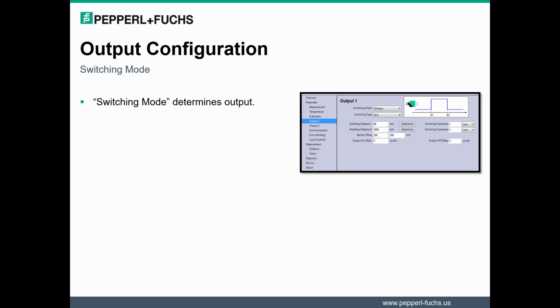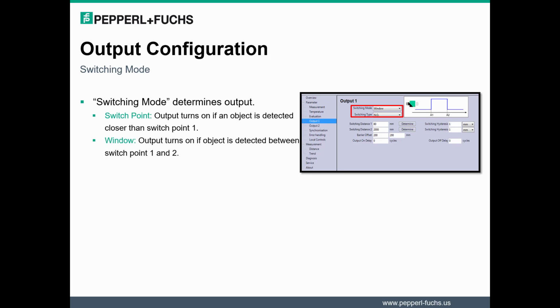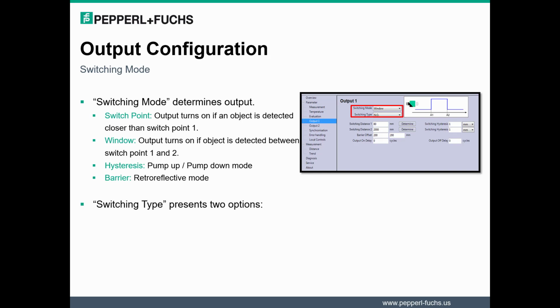Another important property that can be configured is the switching mode, which can be found under the Output tab and determines the output mode. This property has four possible settings: switch point, window, hysteresis, and barrier. When set to the switch point mode, the output is activated if an object is detected closer than switch point 1. In window mode, the output is activated if an object is detected between switch point 1 and 2. In hysteresis mode, the output is in pump up, pump down mode. In barrier mode, the sensor functions in a retroreflective mode.